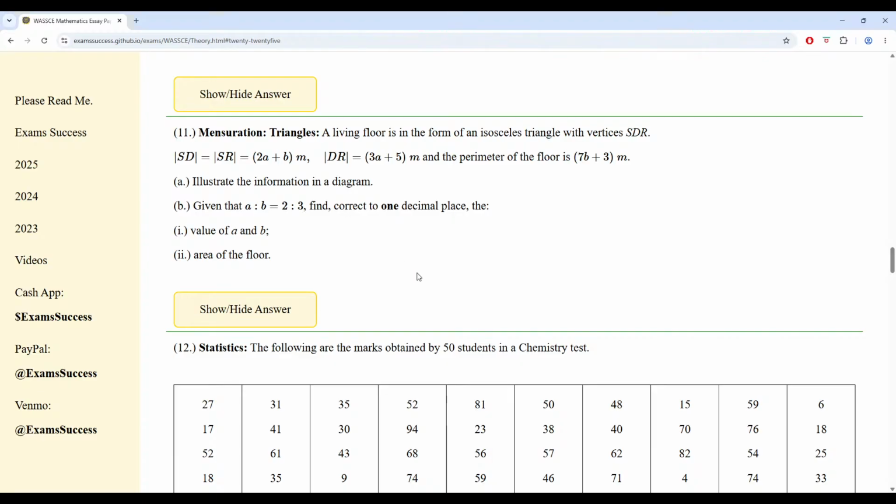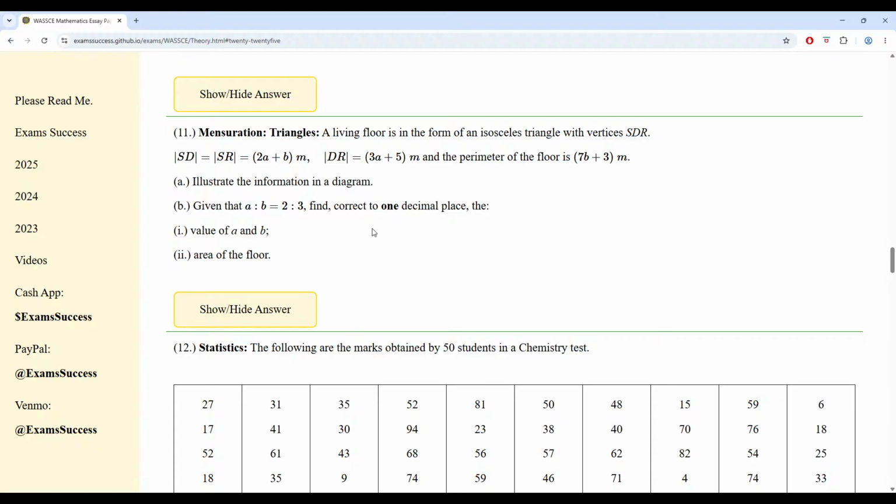In this session, we are going to look at question 11. It's a topic on mensuration, dealing with triangles. The question says, a living floor is in the form of an isosceles triangle with vertices S, D, R. SD is equal to SR equal to 2A plus B meters. DR, the length DR, is 3A plus 5 meters. And the perimeter of the floor is 7B plus 3 meters.